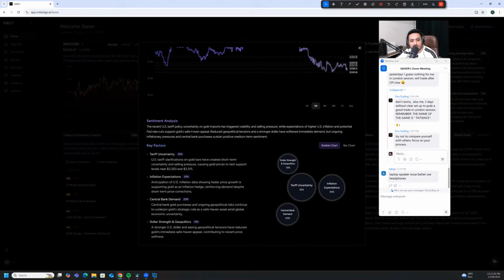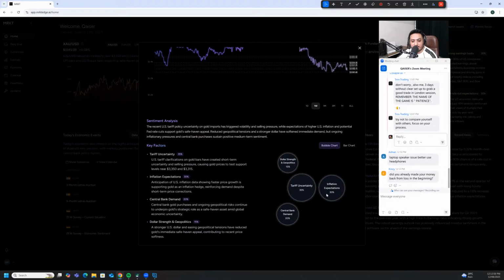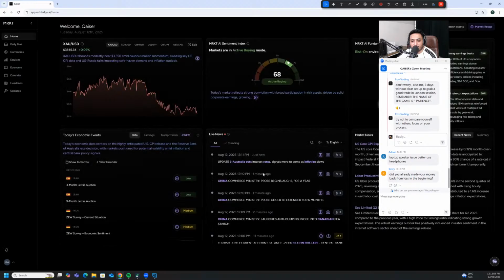The recent US tariff policy uncertainty on gold imports has triggered volatility and selling pressure, while expectations of higher US inflation and potential Fed rate cuts support it. Geopolitical tension and a strong dollar have softened immediate demand, but ongoing inflationary pressure and central bank purchases sustain a positive medium-term outlook. Dollar strength and geopolitical tension is about 15%. Tariff uncertainty is 35%. Inflation expectation is about 30%. Central bank demand is about 20%. So let me see what they are actually expecting today.